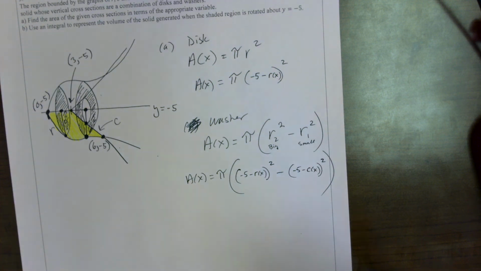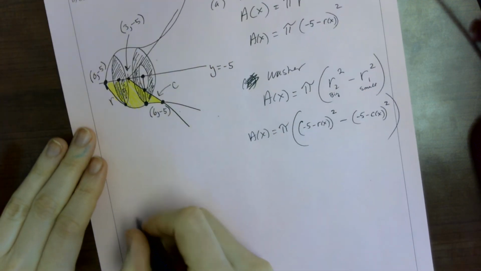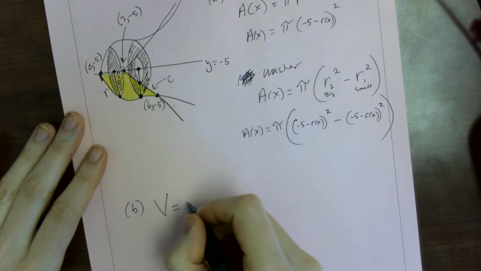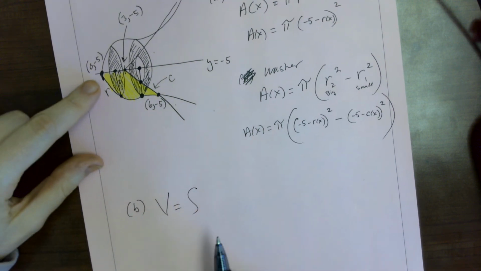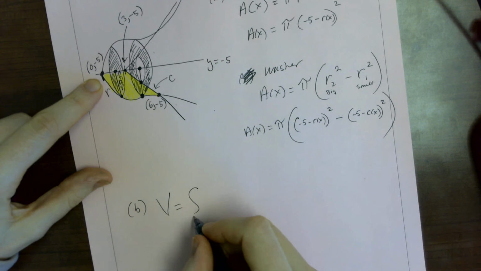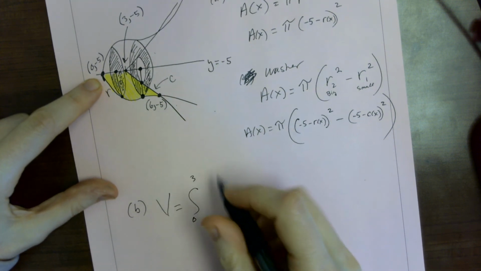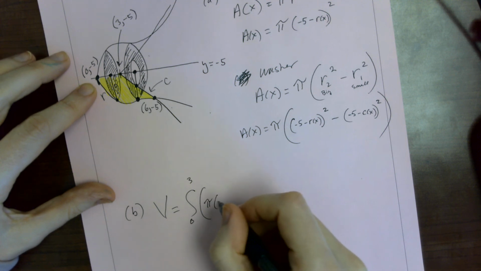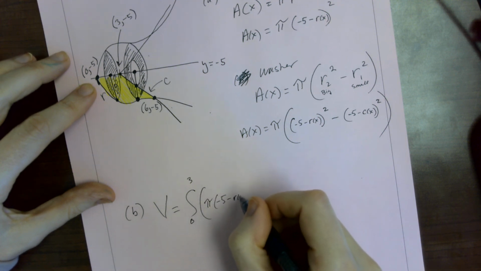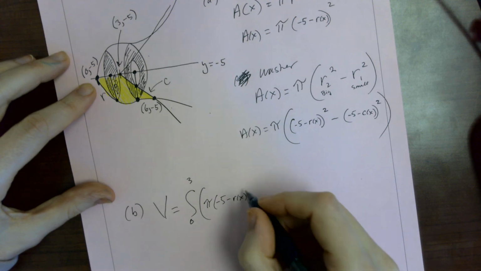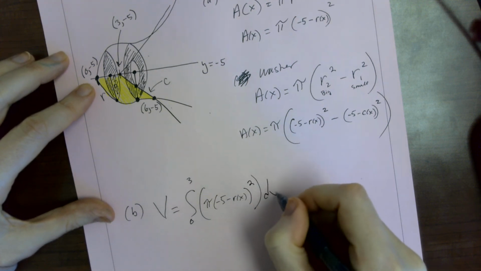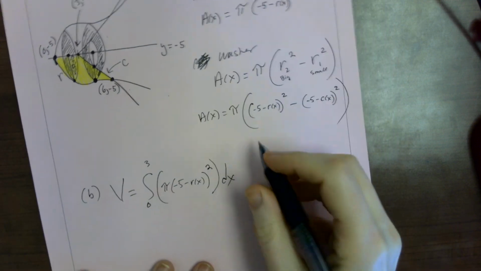Now for the volume, we have to put the disk section and the washer section together. So this is part B. So the volume is going to be the integral from, okay, so for the disk part, our leftmost x is 0, our rightmost x is 3, and then we put the area on the inside, and when there's this many parentheses, be very careful. dx, you need that dx there too, guys.